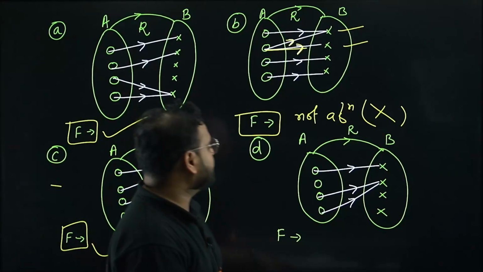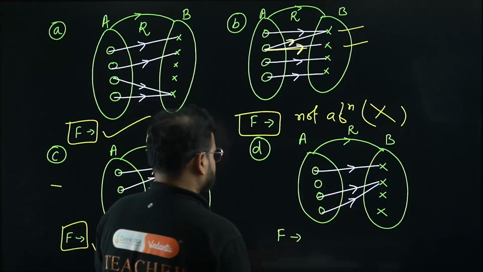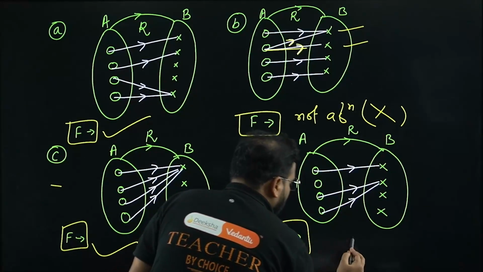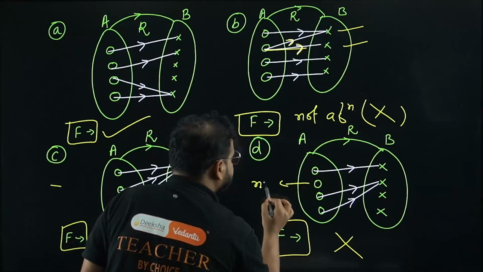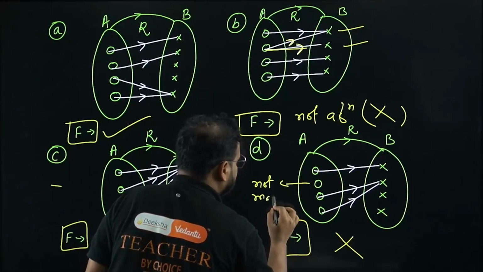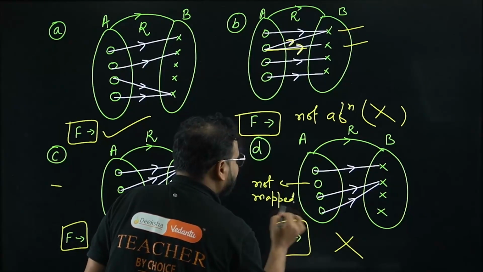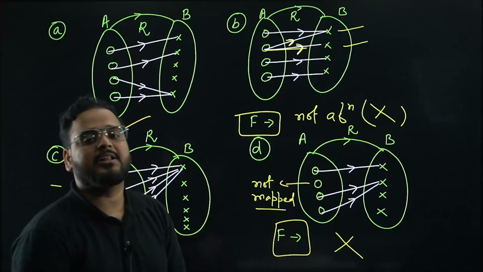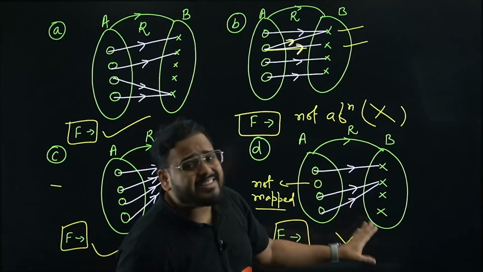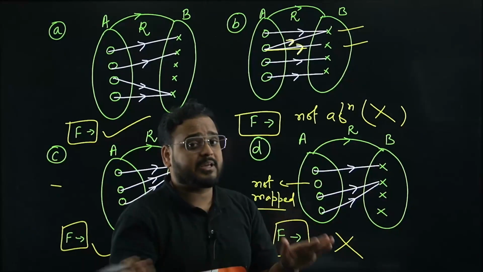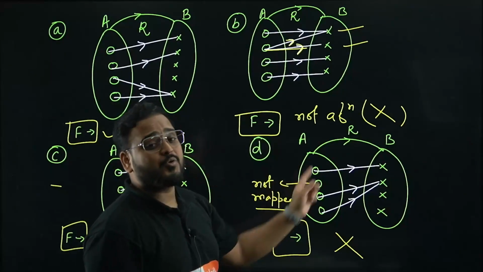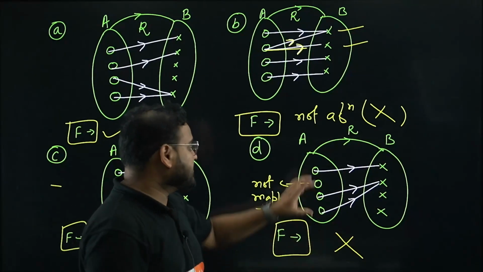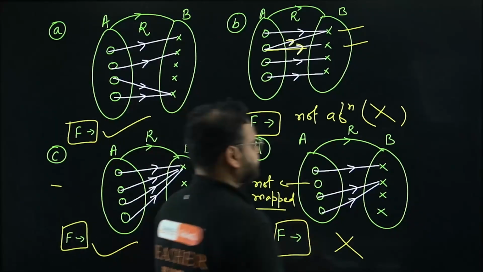Let's look at case D now. Clearly, not a function, because check here: not mapped, not mapped. One element in the domain is missing, not related to any element in the codomain, which cannot be the case. Every element in the domain has to be mapped or related to some element in the codomain. So this is a relation but not a function.